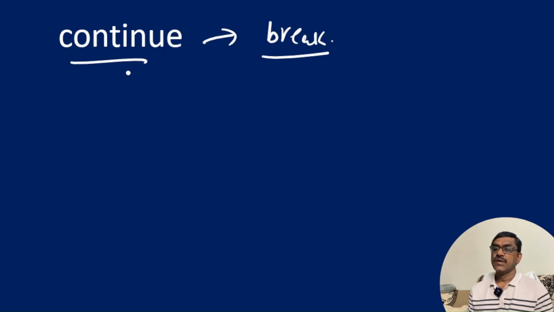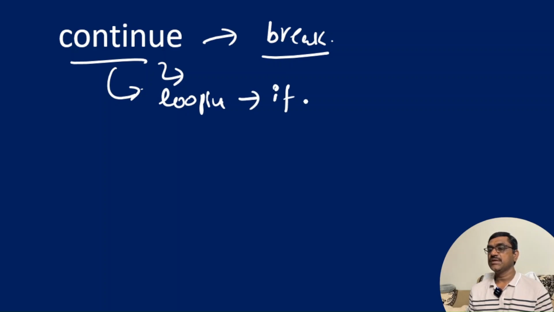Now we are moving to the continue statement. The continue statement is similar to break, but it is not used in the switch statement. The continue statement is only used in looping statements, and similar to break, this continue also should be used in connection with if. I said that the break statement is used to exit from a loop, whereas continue is going to send the control from the middle of the loop to the beginning of the loop.